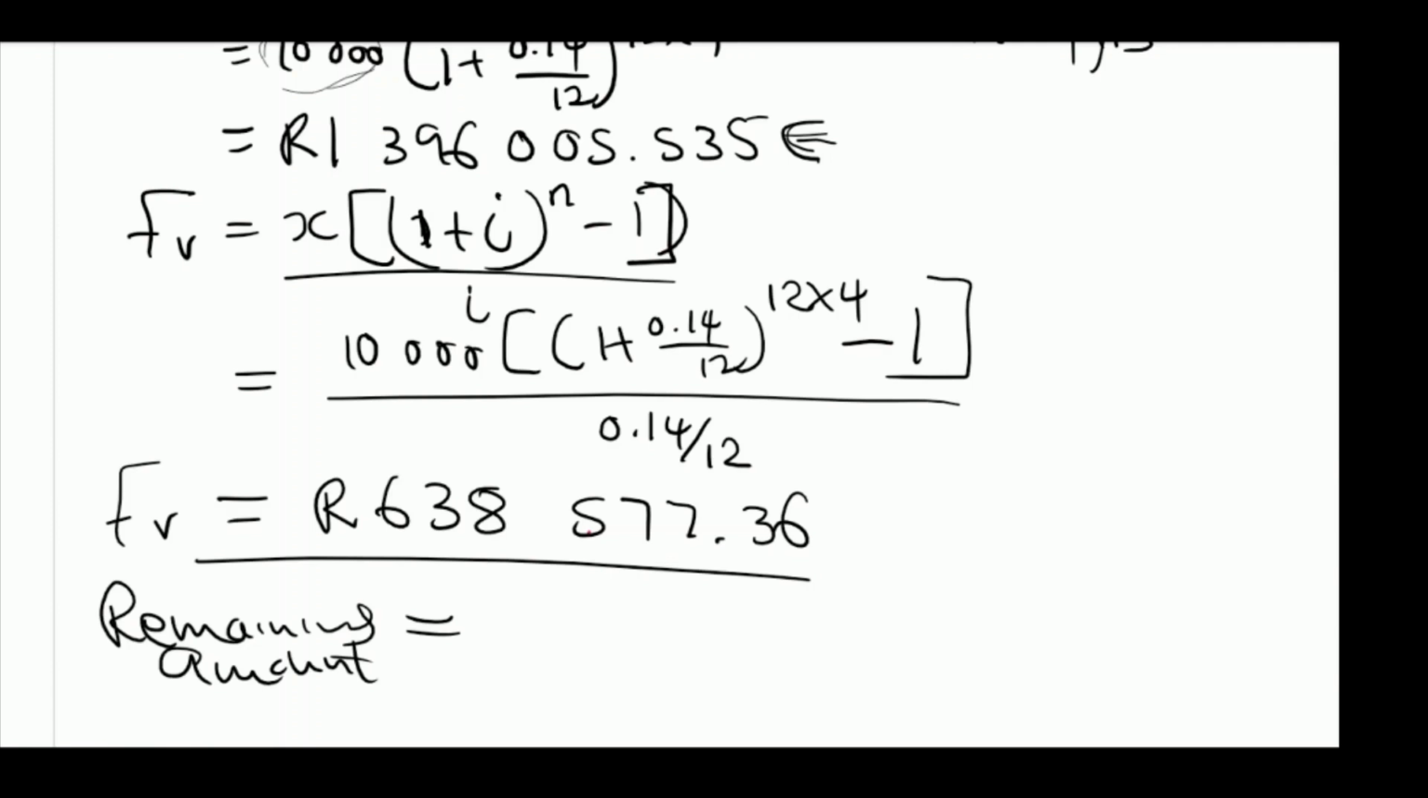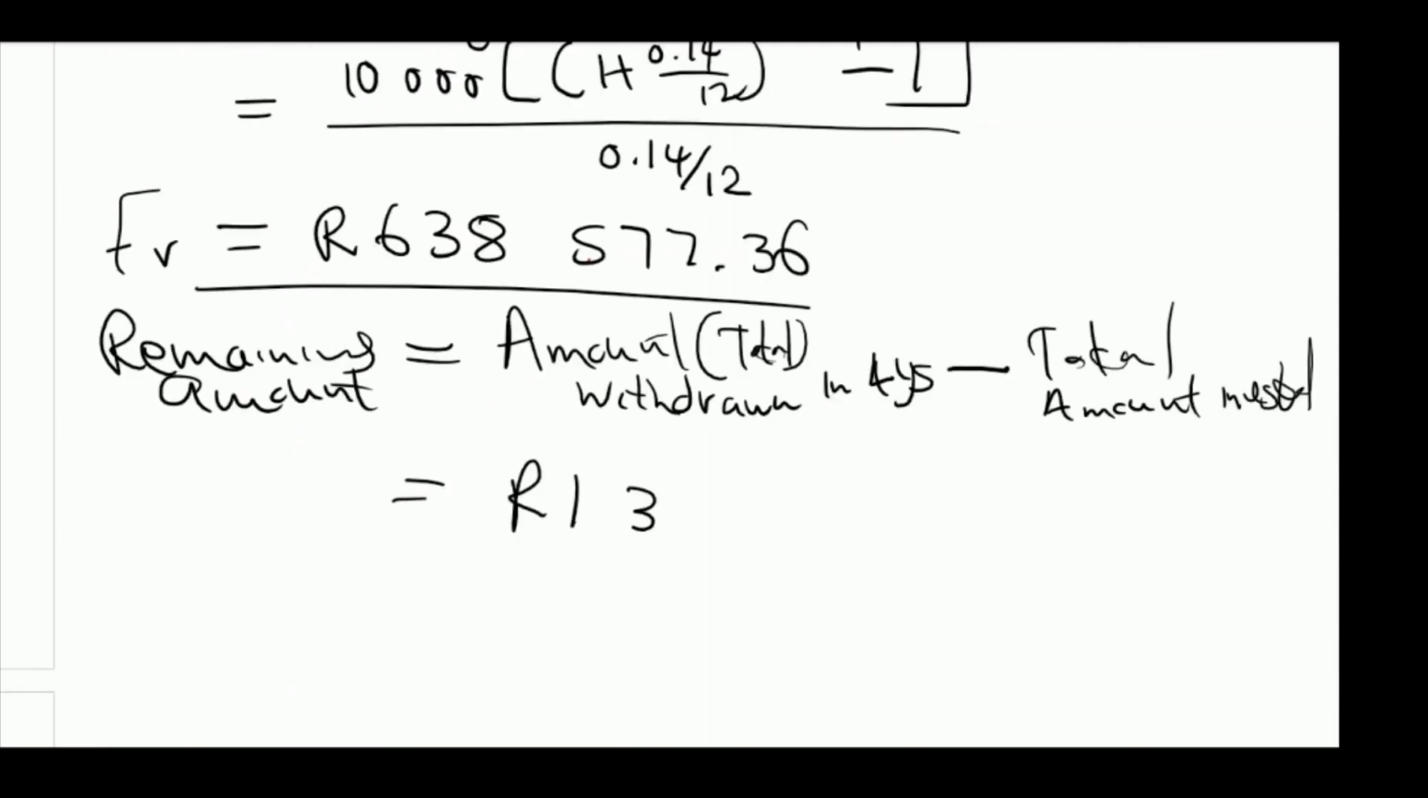All right, so you're going to have your 1,396,005.535 minus 638,577.36. Then you will remain with 757,428.1749. Right, so this would be the amount that would be in his account in 4 years' time as he makes these withdrawals, constantly making these withdrawals.